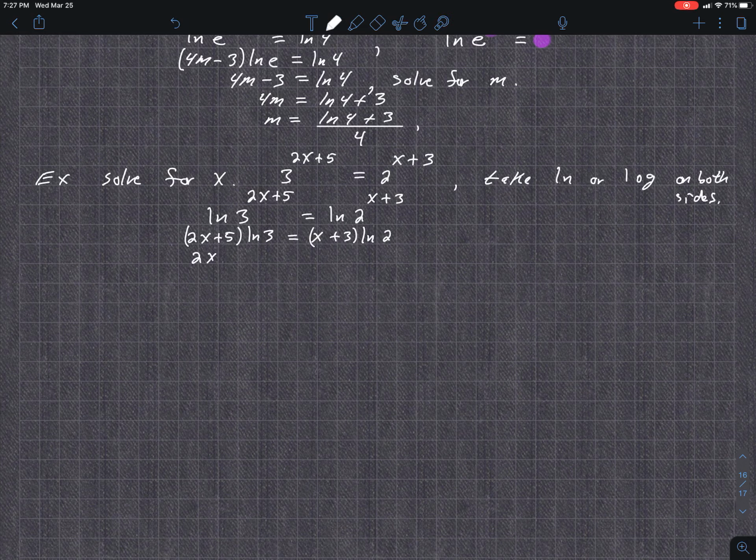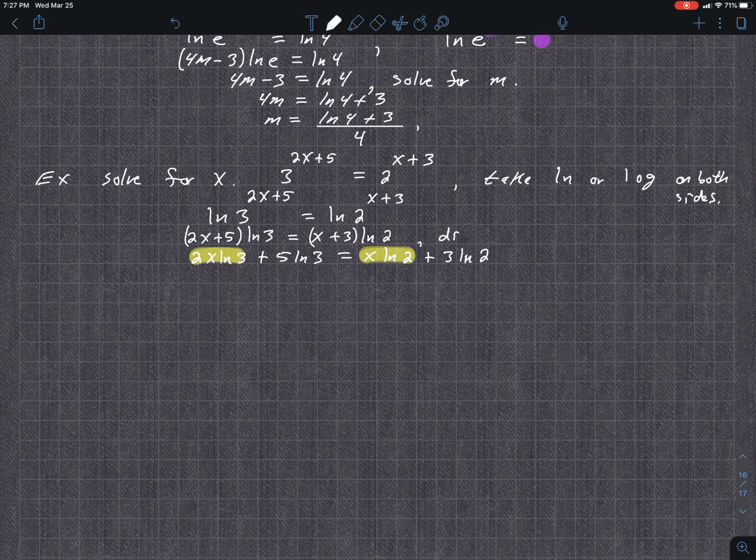So we got to distribute, isolate the terms with x on one side, and then divide out that coefficient. So it's 2x ln 3 plus 5 ln 3 equal to x ln 2 plus 3 ln 2. So now the terms with x in it are here and here. So those, let's go and highlight those. So those are the terms you need to isolate now.